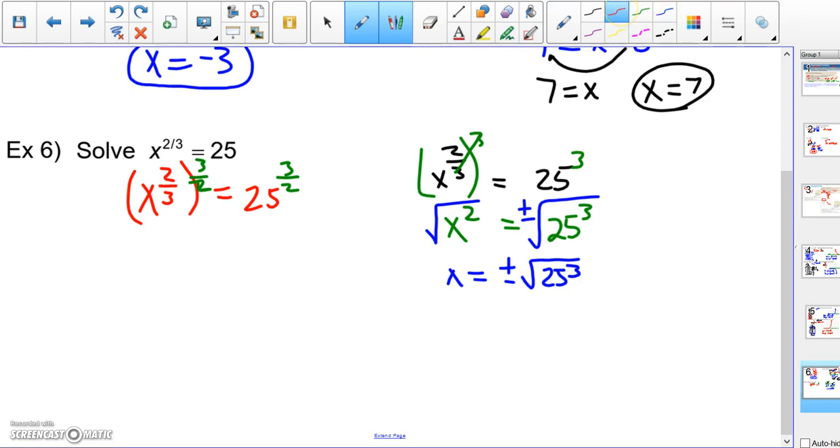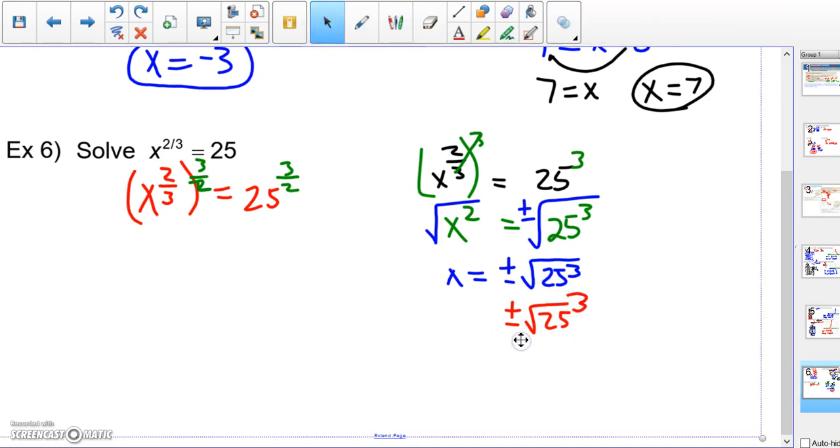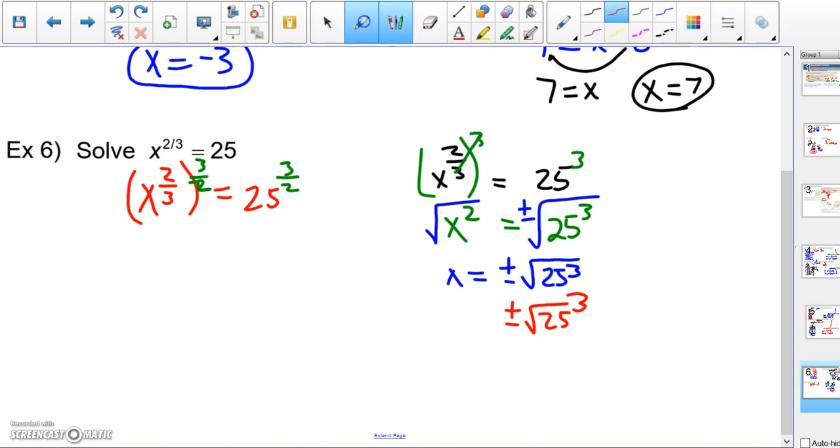And that just so happens to be the same thing as plus or minus square root of 25, to the 3rd. Okay, so inside the square root or outside the square root, that 3 is doing the same thing. And so I think in the red, it's a little easier to see that the square root of 25 is going to be 5. We can do plus or minus 5 to the 3rd power. And so, of course, that's going to equal plus or minus 125.